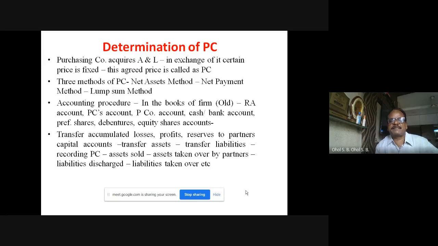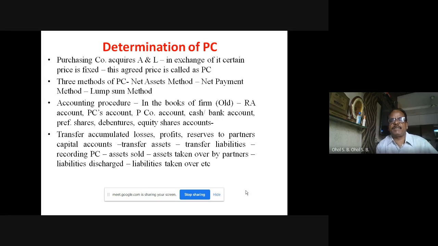So sundry assets, that is the revised value or book value, minus the liabilities which are to be taken over by the limited company, that amount is deducted, and whatever amount remains, that is known as the amount of PC. So another method is net payment method. Under this method, the calculation of PC is done, but how the PC is to be settled, how the payment is to be made, that is why this method is known as net payment method.